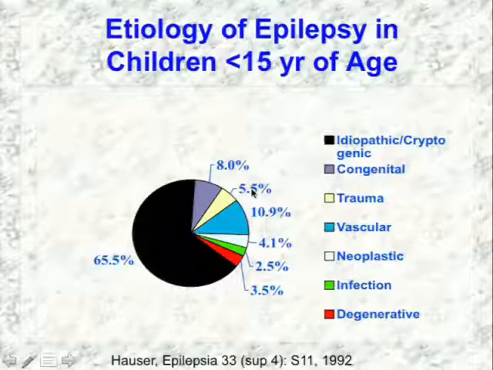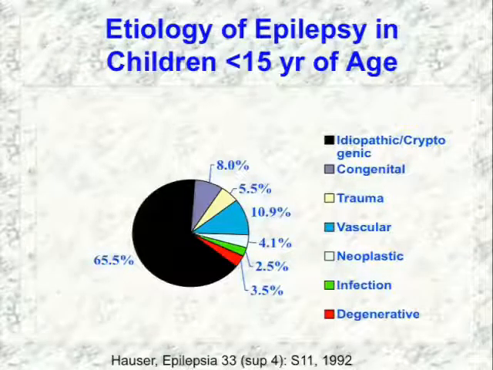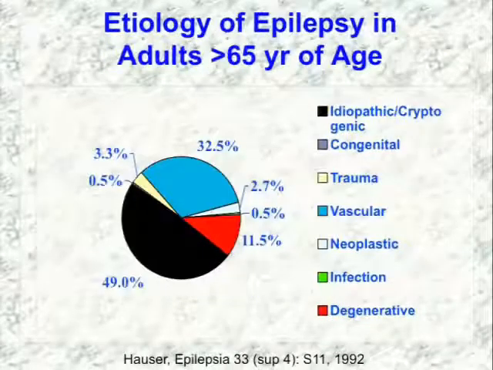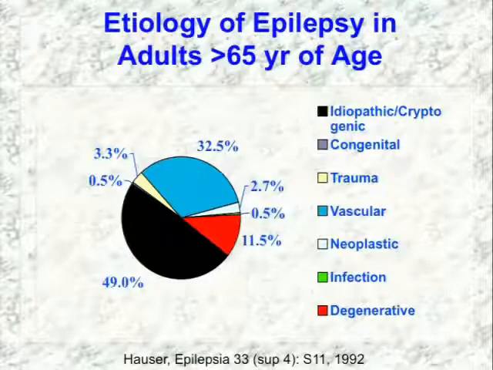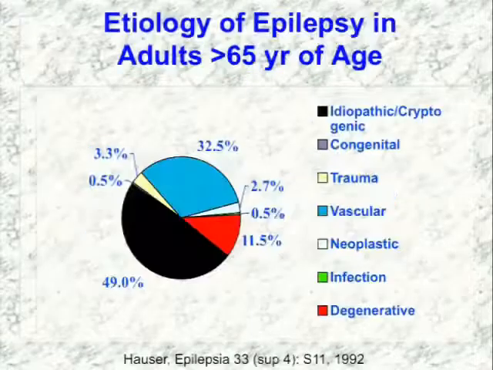So trauma is not all that common a cause of epilepsy unless you're working at Harborview, in which case it's a little more common. And then brain tumors, you always worry about brain tumors, but brain tumors overall aren't that common a cause of epilepsy. Important cause, but not common.